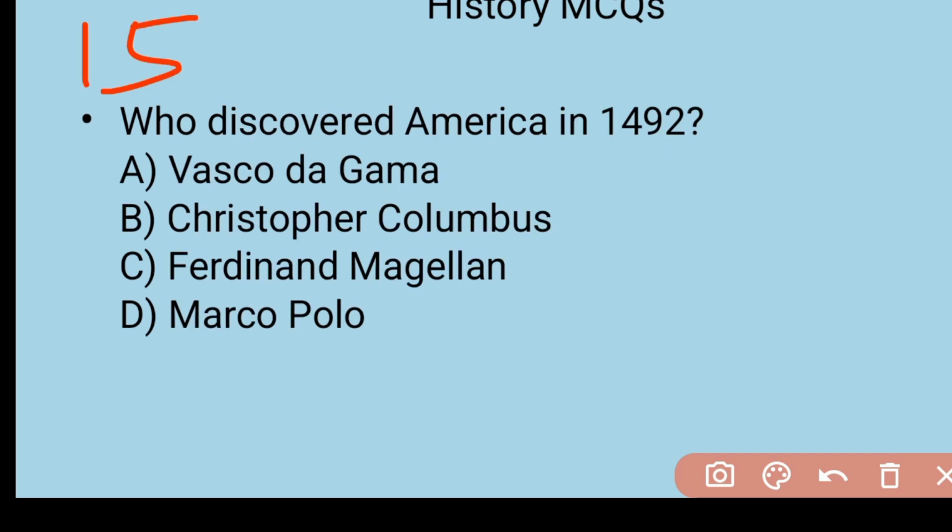Question number 15. Who discovered America in 1492? A. Vasco da Gama, B. Christopher Columbus, C. Ferdinand Magellan, D. Marco Polo. Okay, the right answer is Christopher Columbus, who was responsible for the discovery of the new continent. He called it the West Indies, India in the western part. Unfortunately, he missed. It's not India. It was what? The new continent, which is called the American continent. Later, the name was given.